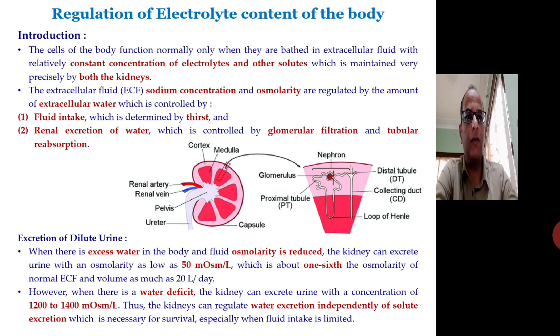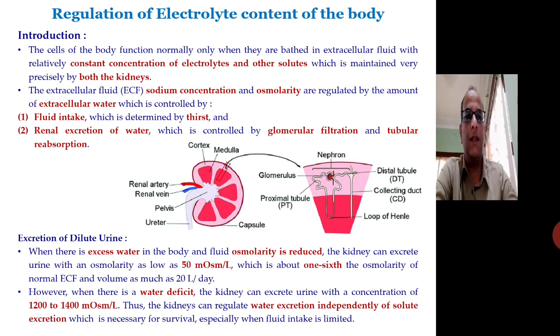The extracellular fluid sodium concentration and osmolarity are regulated by the amount of extracellular water, which is controlled very precisely by the fluid intake, which is determined by thirst, and the renal excretion of water, which is controlled by the glomerular filtration and tubular reabsorption. So with this introduction, let us briefly recapitulate the morphology of the kidney and the basic morphology of a nephron.